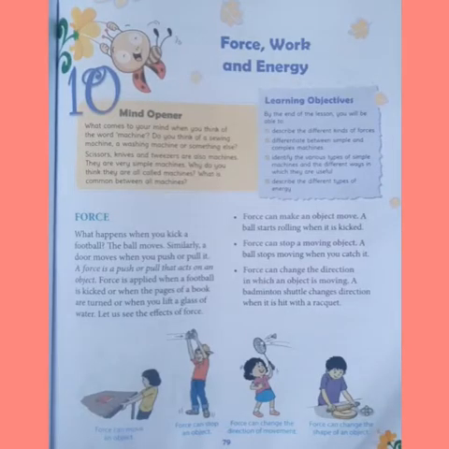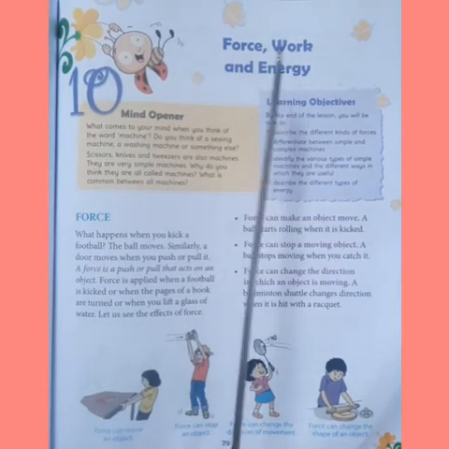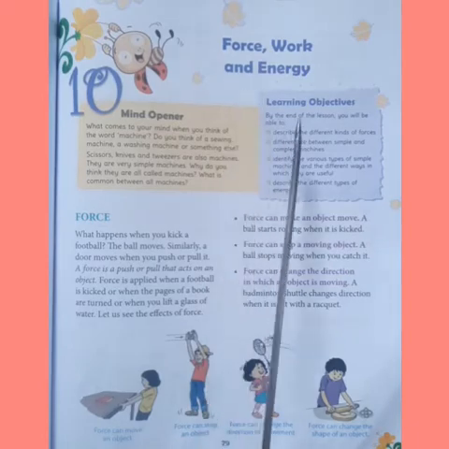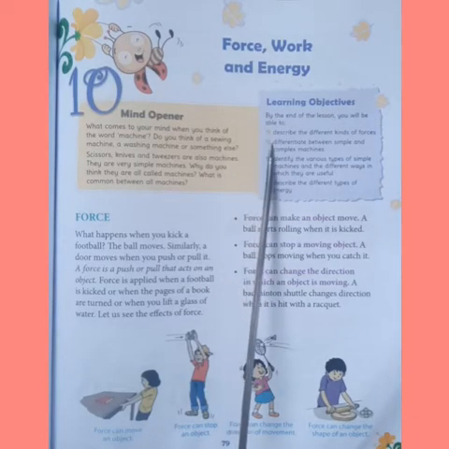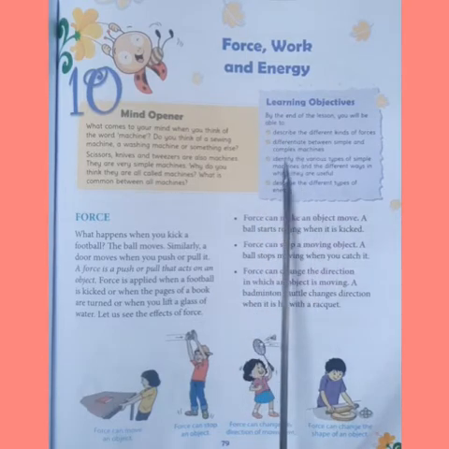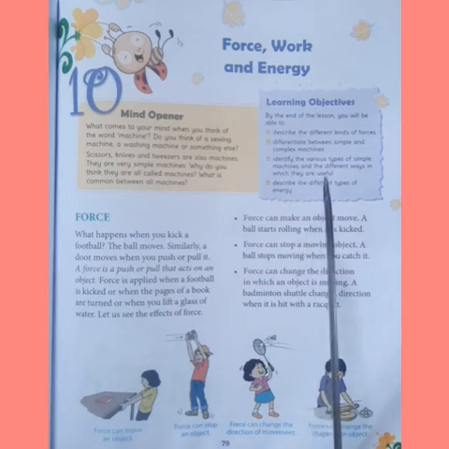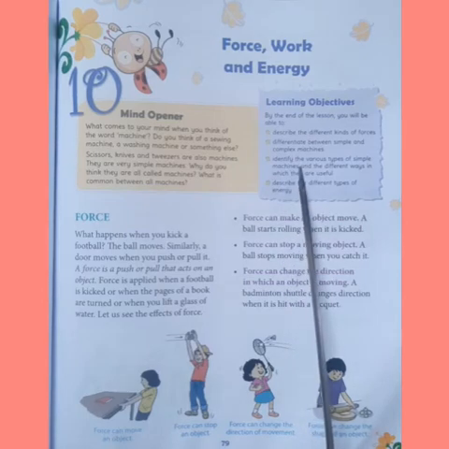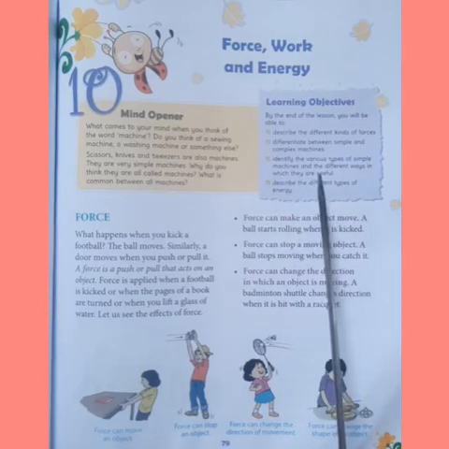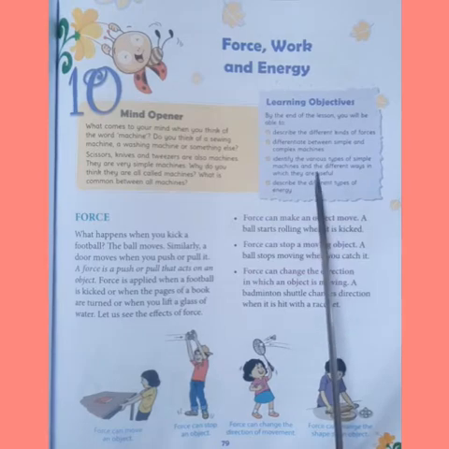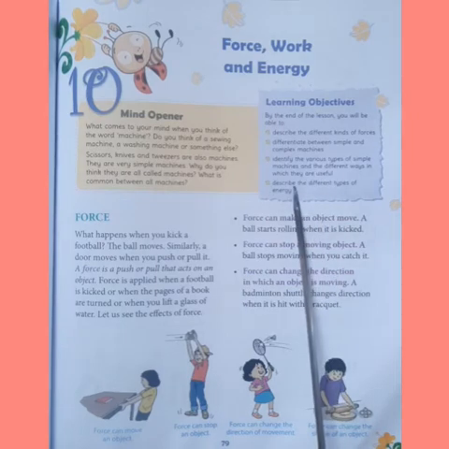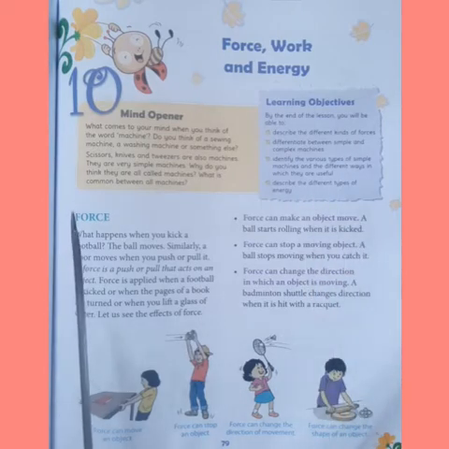Class, let us go through a new lesson in science, that is your 10th lesson, force, work and energy. By the end of this lesson, you will be able to describe the different kinds of forces. You will be able to differentiate between simple and complex machines. You will be able to identify the various types of simple machines and the different ways in which they are useful. You will also describe the different types of energy. So let us go through the lesson.